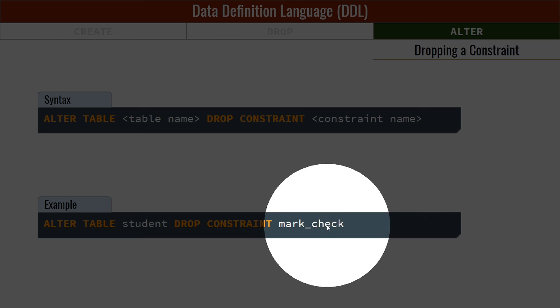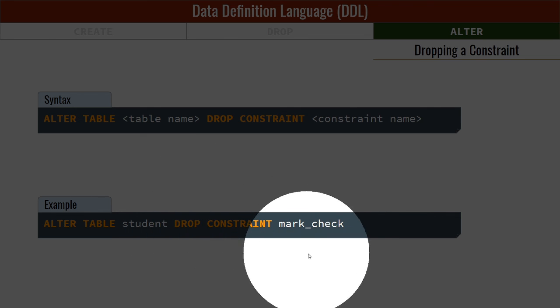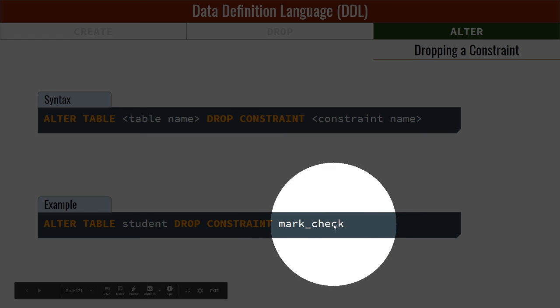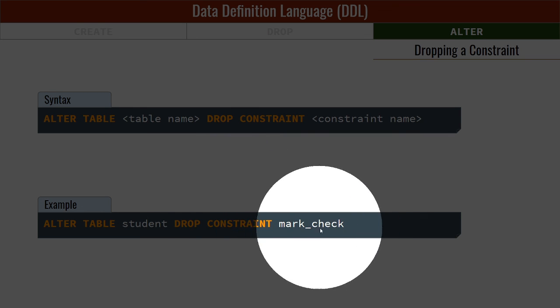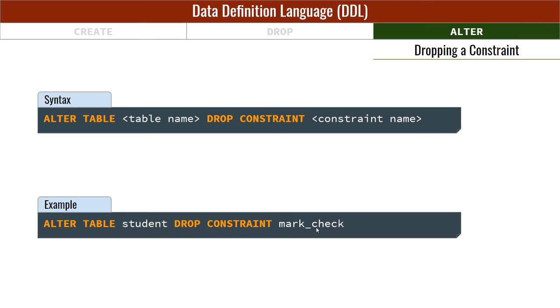I don't want to check whether the marks is between a particular range. So in that case, you can drop that constraint. All the other constraints remain intact for the table. You will be dropping only this. Okay, so this is how you will be dropping an already existing constraint from a table.